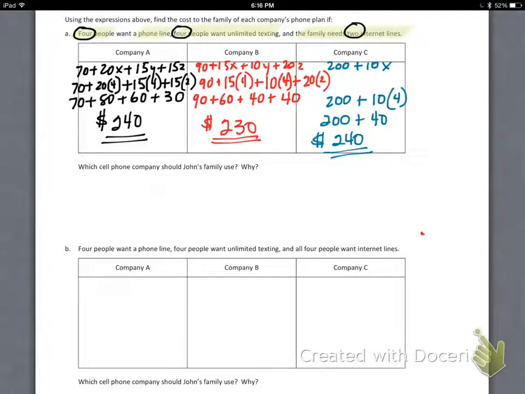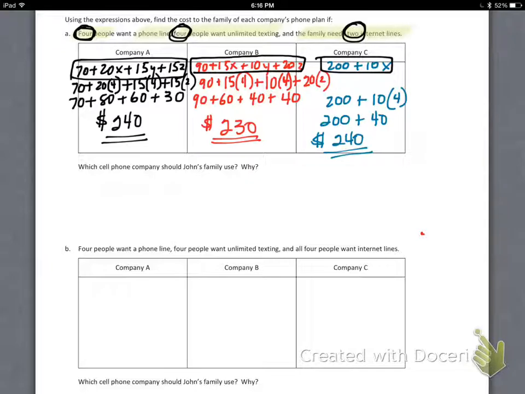Okay, so here's what I came up with here with company B. As you can see, again, just plugging in, taking the values, the 4, and the 2, and plugging those in where I have X, Y, and Z respectively. Okay, and again, these are the expressions that we came up with initially. Just so you remember that that's where these came from. Okay, those are our expressions for each company.